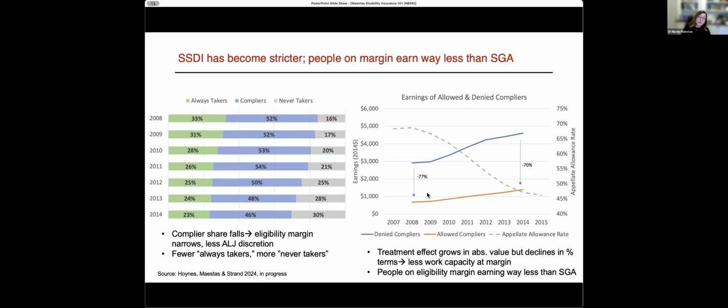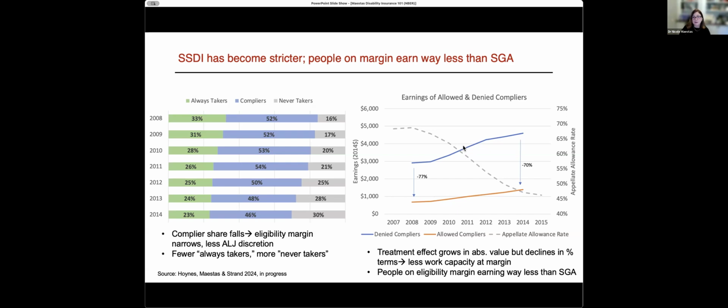In newer work that was also RDRC work a few years ago that we're still working on, because we're very slow, this is with Hilary Hoynes at UC Berkeley and Alexander Strand at SSA, we were actually able to estimate the counterfactual earnings of people who are denied. What this tells us is, if these people had not gotten benefits, the people who are allowed, and people who are on the margin of the program, just right around the eligibility margin, how much would they have worked?